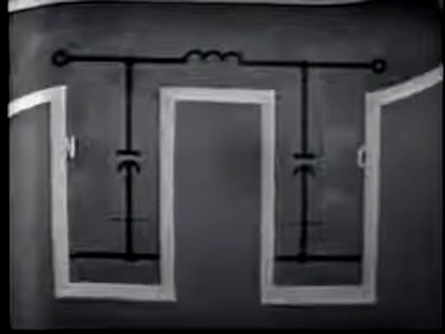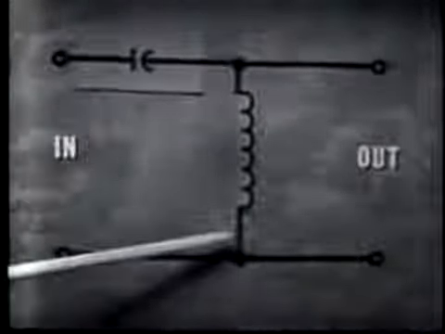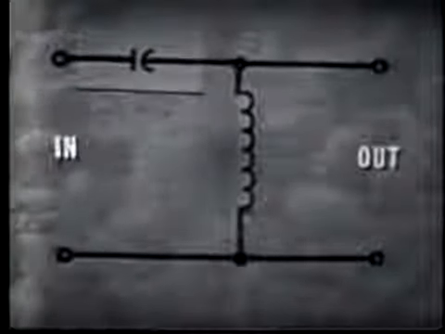For example, let's consider the L section high-pass filter. To construct a T section filter with the same frequency response as this basic L section, we must use two capacitors in series. Since capacitors in series are added like resistors in parallel, each capacitor must equal twice the value of this single capacitor.